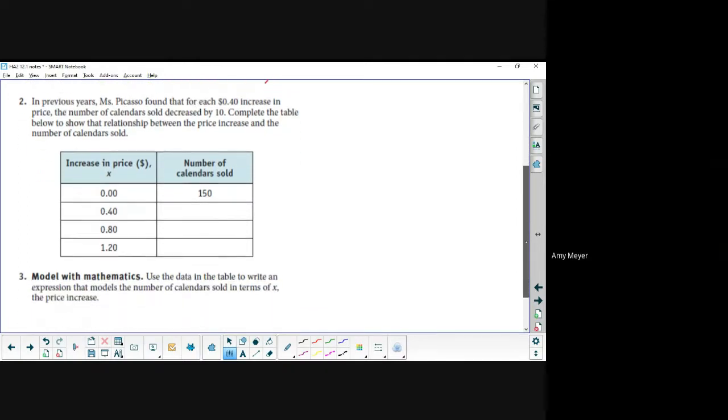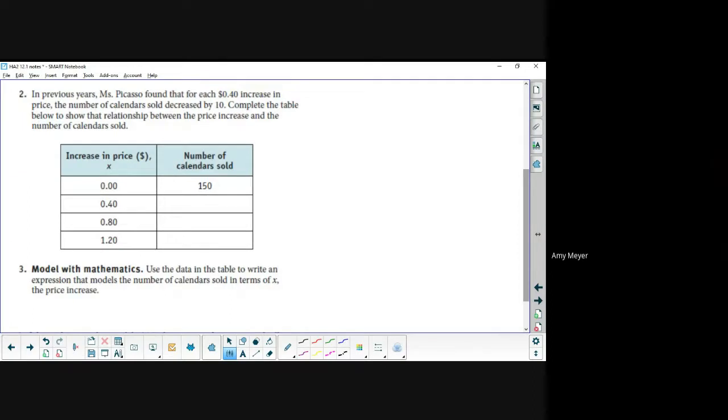Number 2. In previous years, Miss Picasso found that for each 40-cent increase in price, the number of calendars sold decreased by 10. Complete the table below to show the relationship between the price increase and the number of calendars sold. So we have the starting point, $0 increase. We're going to sell 150 of them. Did they do a nice increase of 40 cents like they described? Well, that's convenient for us. So if I go up by 40 cents, the calendars sold are going down by 10. So I'm going to sell 140.